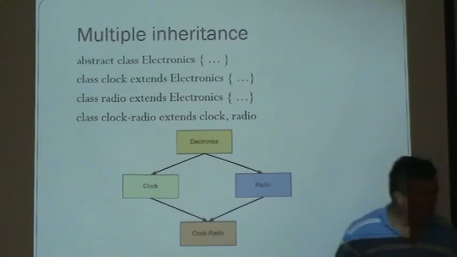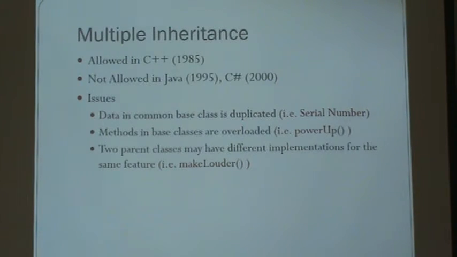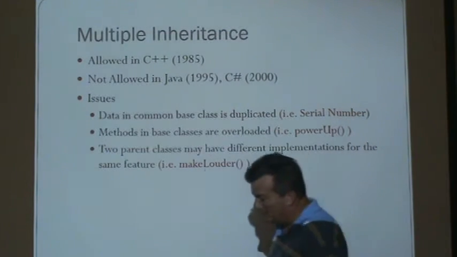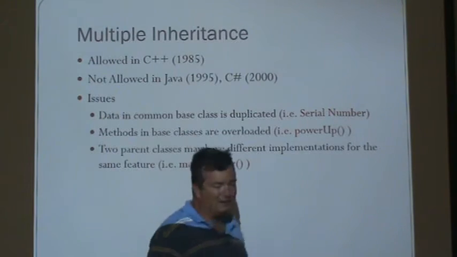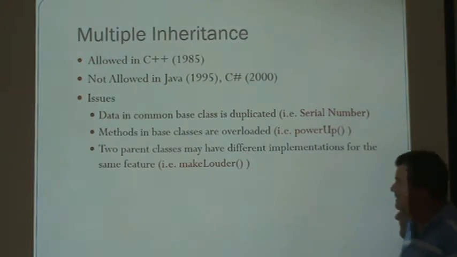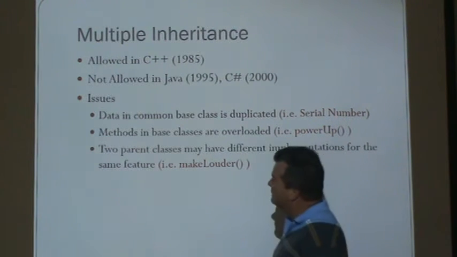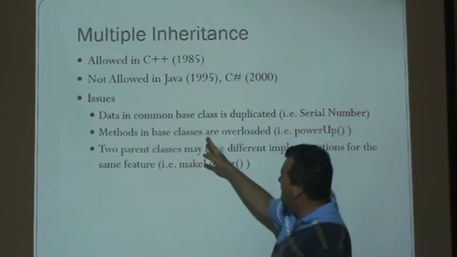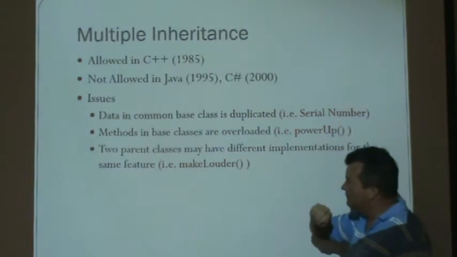So the idea was that multiple inheritance existed for about 10 years before the designers of Java said it's more dangerous than it is beneficial to have. So they decided to get rid of allowing multiple inheritance. Some of the issues are that data in common in the base class gets duplicated, for example a field like a serial number.